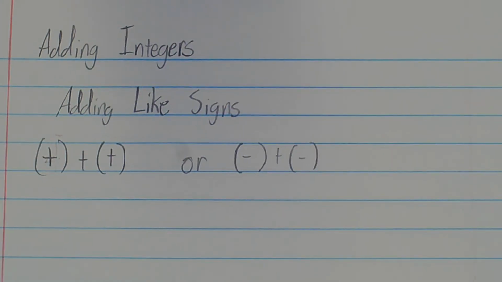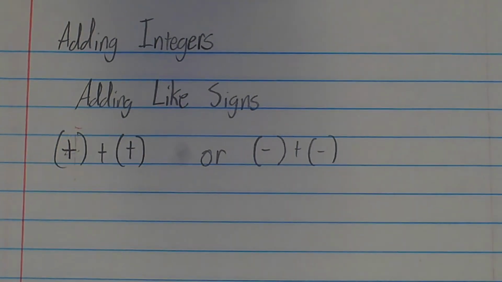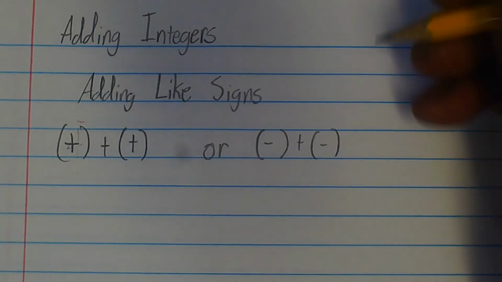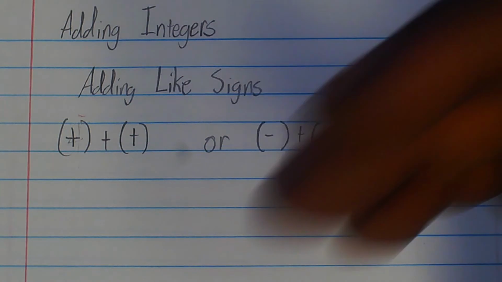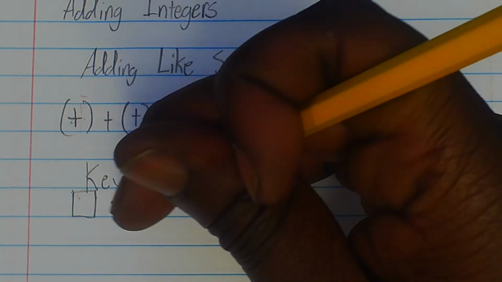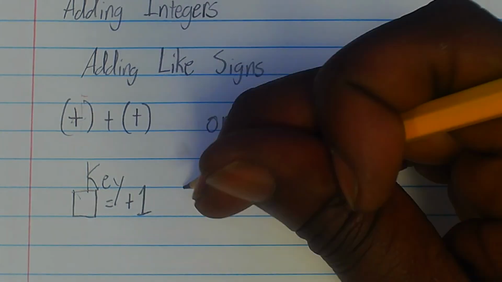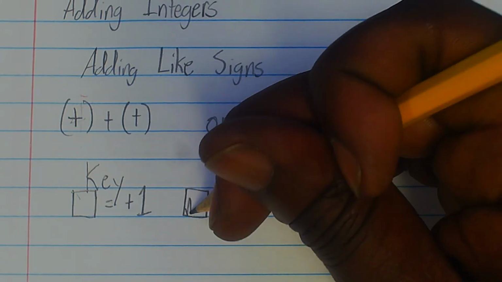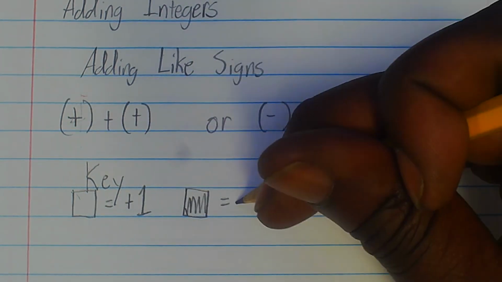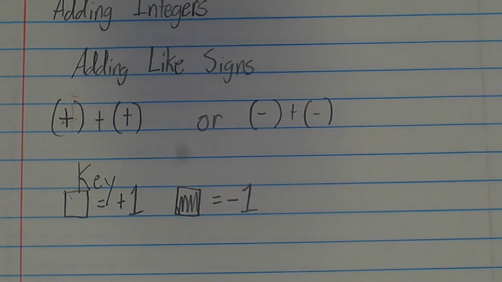And today we're going to look at this using models. The first thing we need to do when we're looking at models is start using the color counters, or here we're going to call them the shaded counters. So this is our key. An unshaded block is going to equal a positive 1, or 1 positive. But a square that is shaded is going to represent a negative 1.